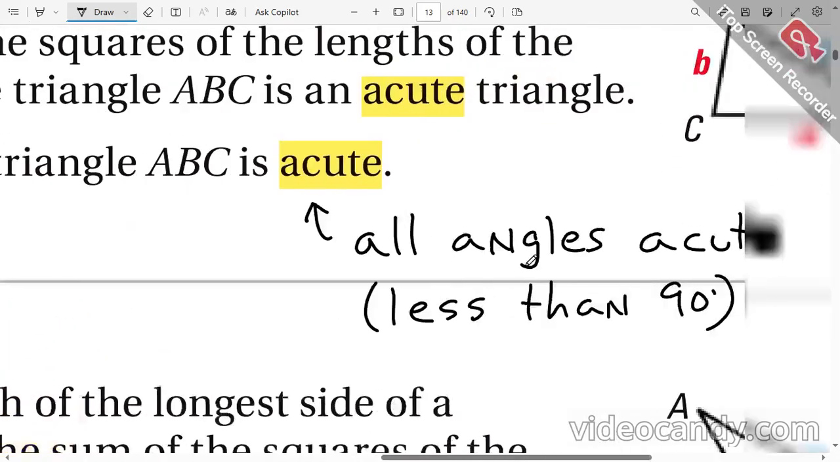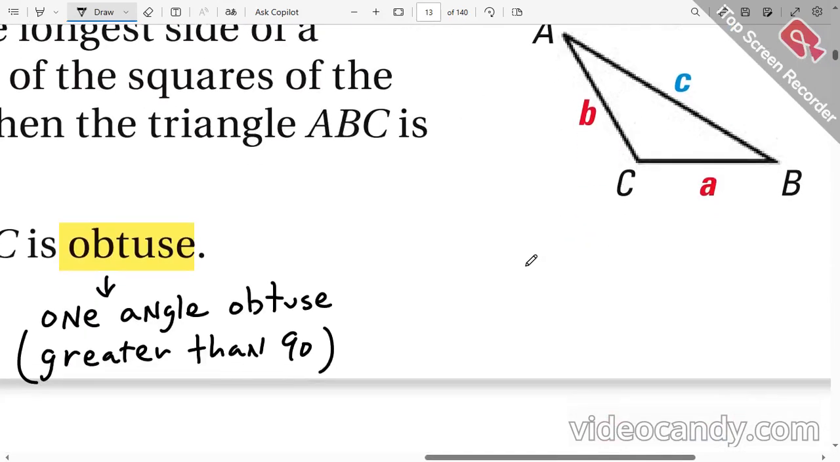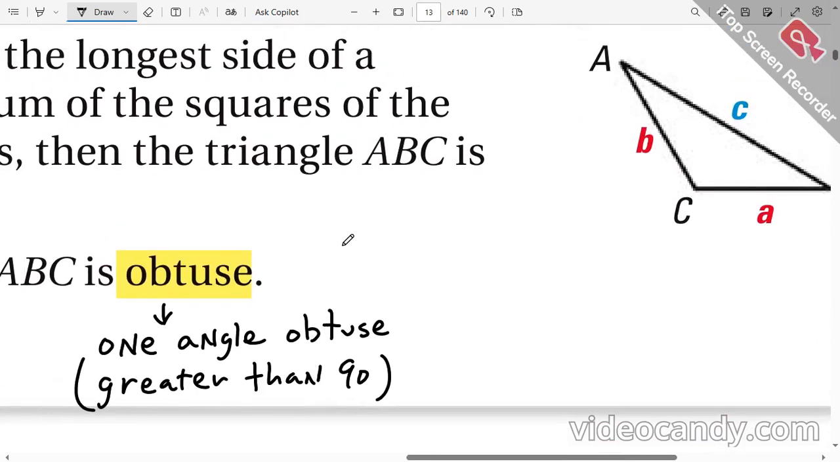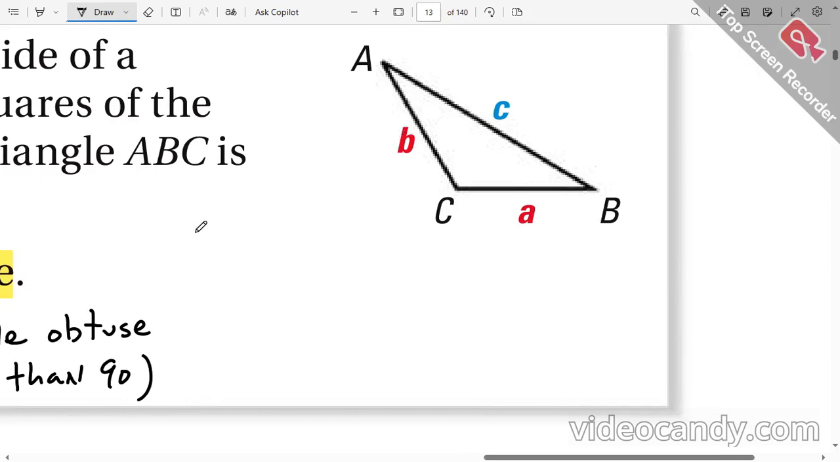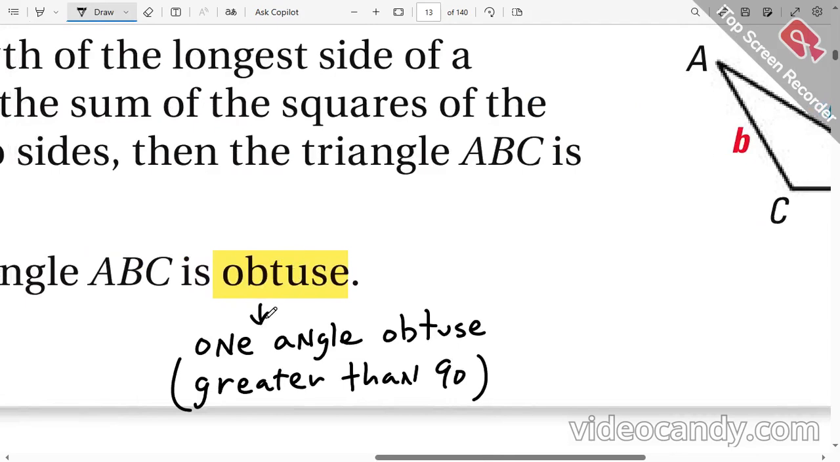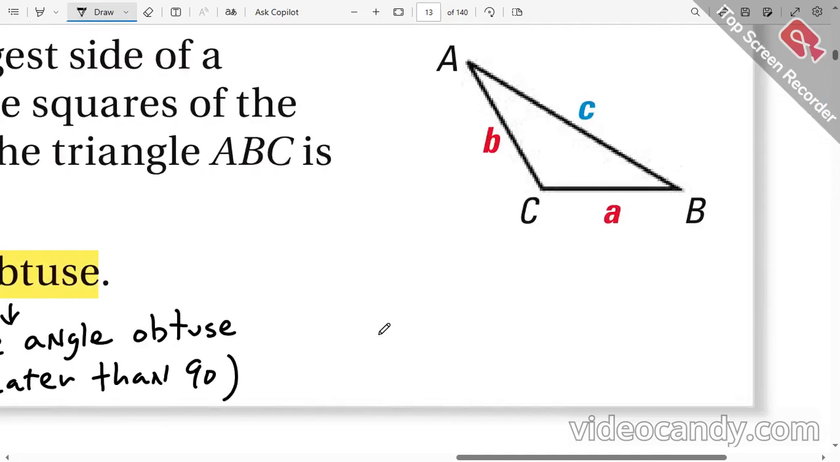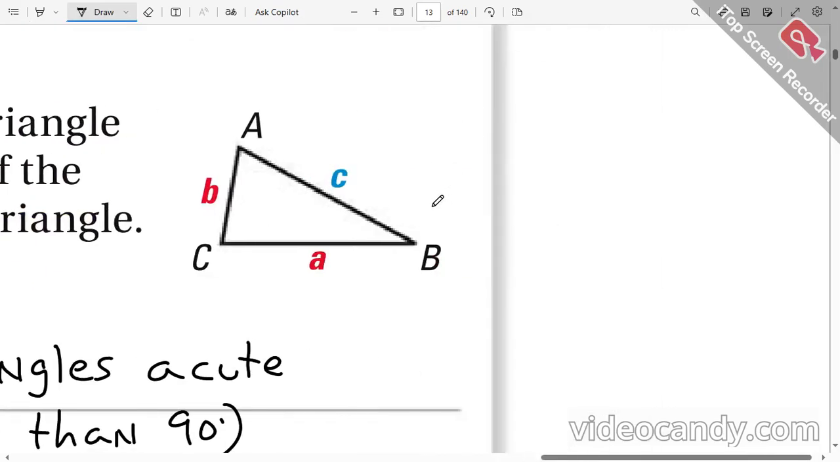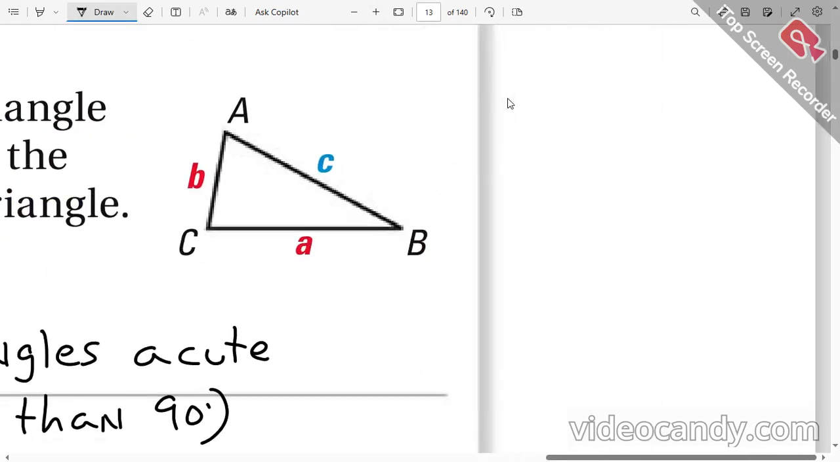So why is acute all angles acute and obtuse is only one angle obtuse? Well, if you had more than one angle obtuse, the angles would add to greater than 180. All right, remember the angles inside of a triangle have to add to 180. So for an obtuse triangle, it's really only one angle that is obtuse. Like in this one right here, we could see this is obtuse. All right, and this makes sense. You can really just figure this out if you start with a right triangle, okay, and you have your hypotenuse.